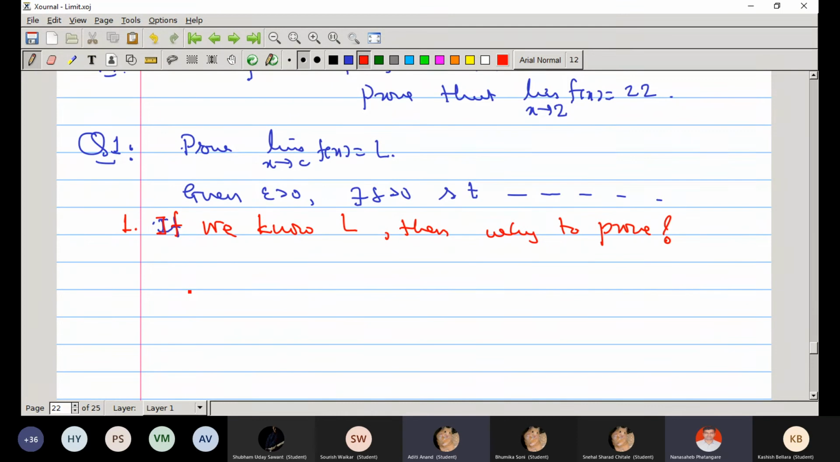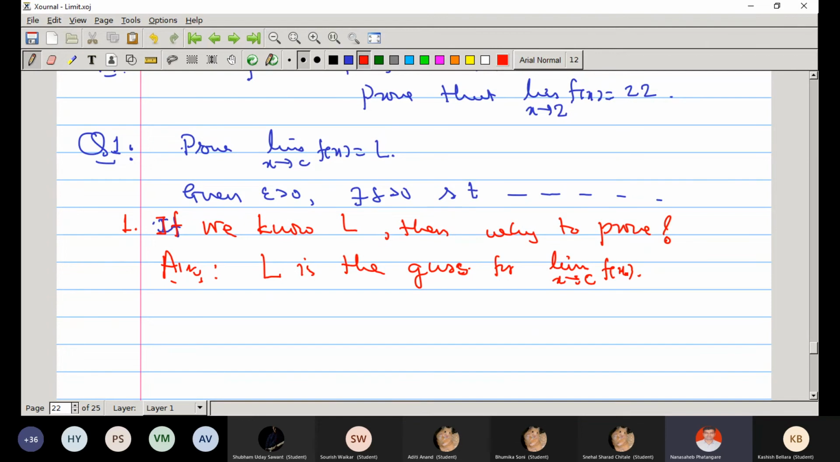Right, because if you know the number L is known, how to prove it? Why prove it? In fact, we don't know the number, but we can guess. And what is the answer? The L is the guess for the limit as x tends to c of f(x). This is actually a guess.